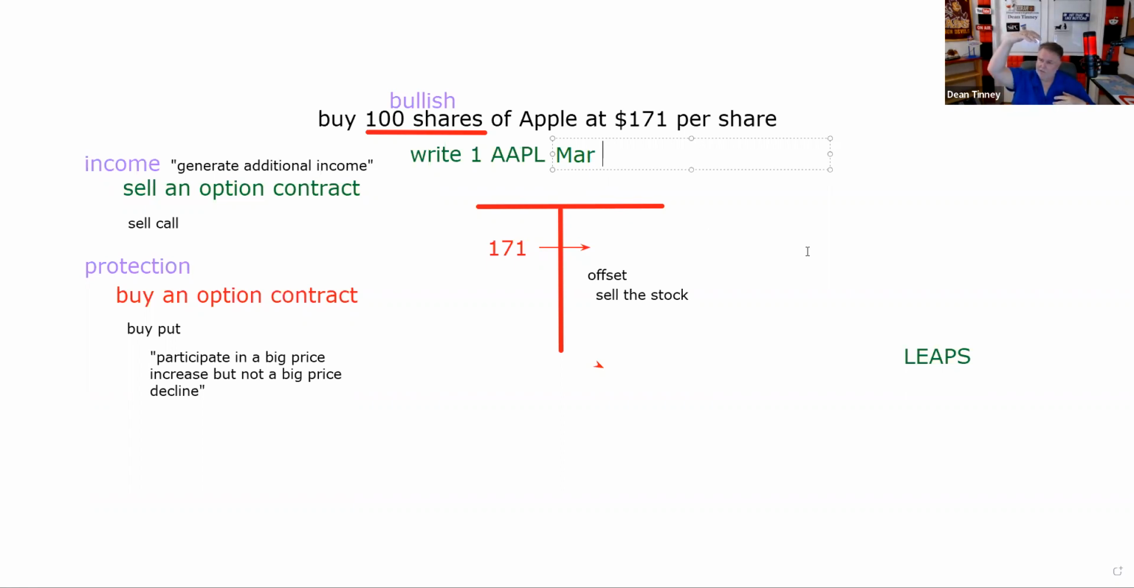The less bullish we are, the lower the strike we're going to write. So we've got to be a little careful. Now, this conversation isn't testable, but this is where customers get mad, when Apple goes to 200 and they have to give it up at 180.